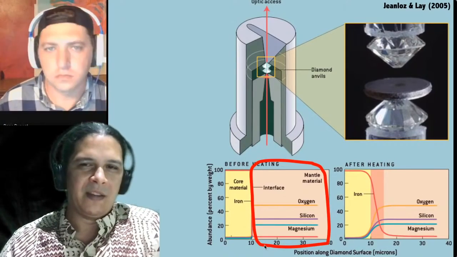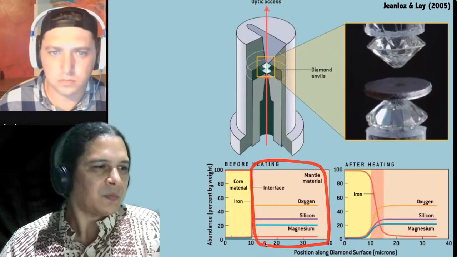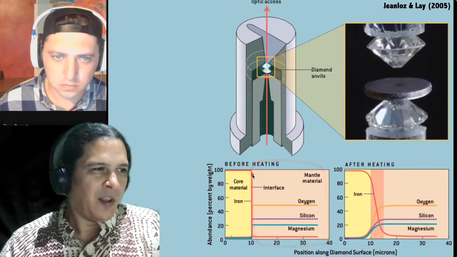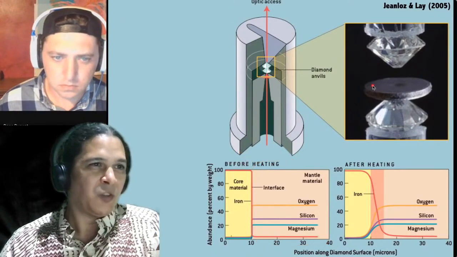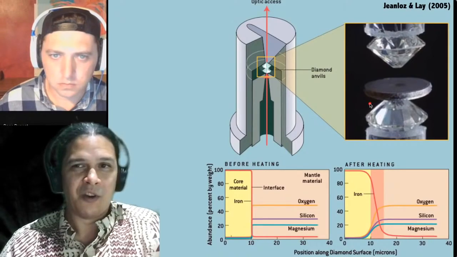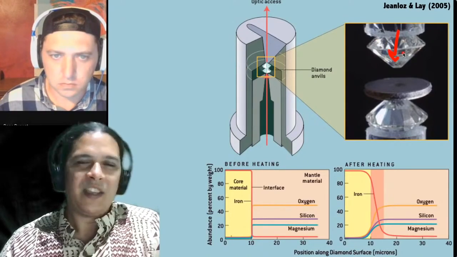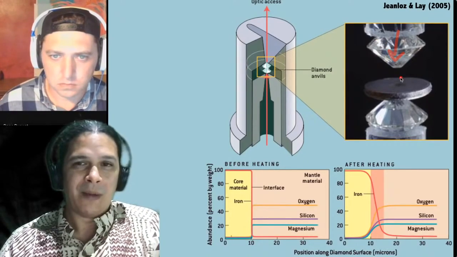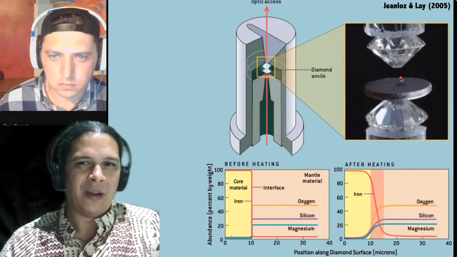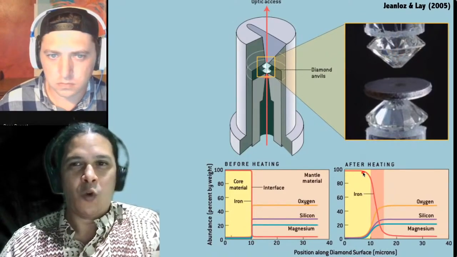Think of it that way, right? It's that kind of similar thing rearranged. And so they put it in there. They can squeeze it to the pressures found at the depths that these reactions are occurring. They can also, because this is diamond, shoot a laser through the diamond and heat up the sample to whatever temperature they need until it's glowing hot, and then they can simulate the temperature of the core mantle boundary.